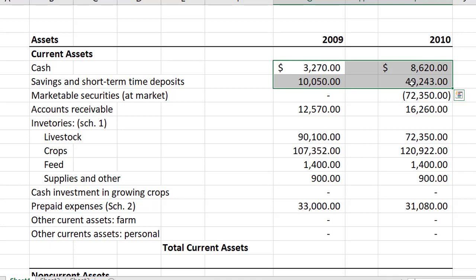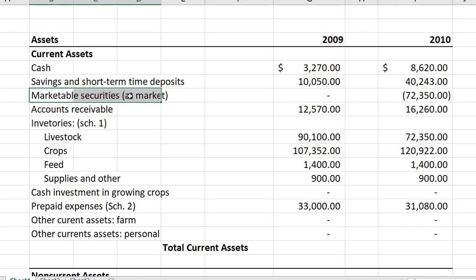Now the next item is marketable securities. And I want to point out the wording here, marketable securities at market. There's a phrase called mark to market. And what that means is that when you're trying to find out the value of an asset, you check the market value of that asset and you assign the current market value to the value of your asset. And that's kind of a complicated thing.